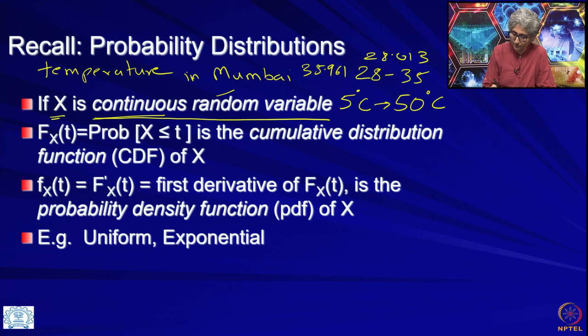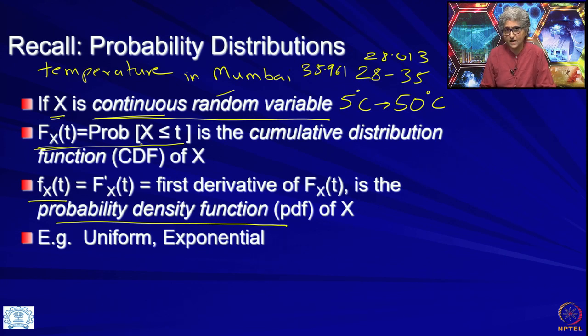For a continuous random variable, we define the cumulative distribution function, which is the probability that the random variable takes some value less than t, and we denote that by F_X(t). Recall that small f_X(t) is the derivative of this CDF, and that is called the probability density function. This is not exactly the probability, but it is something that is close, that goes up and down with the probability of the random variable taking a value near this t. So note that this is not a probability.